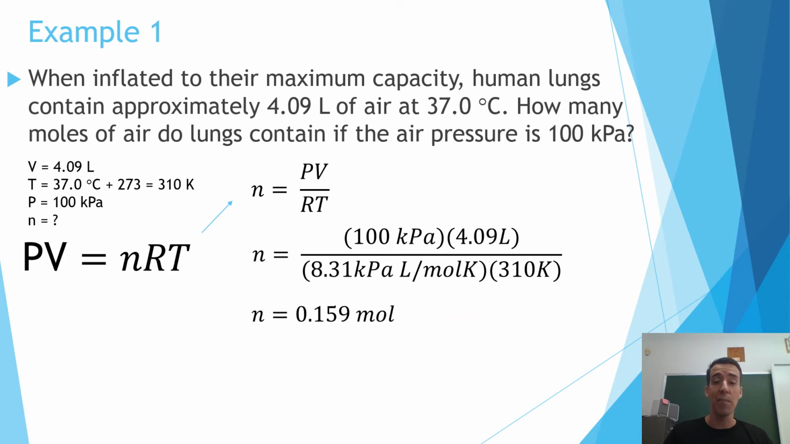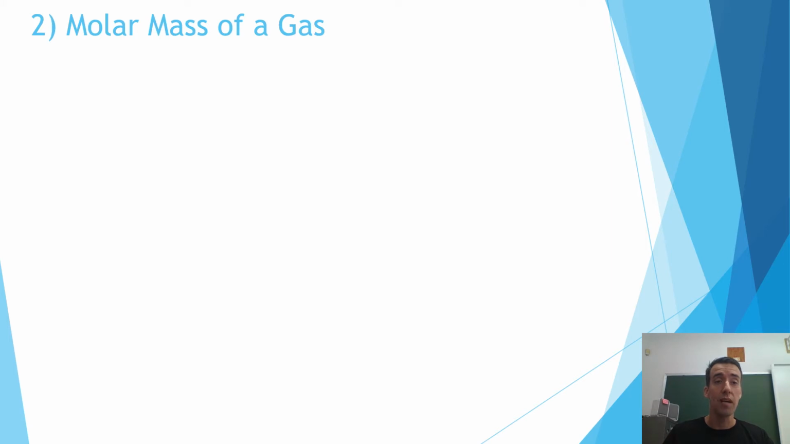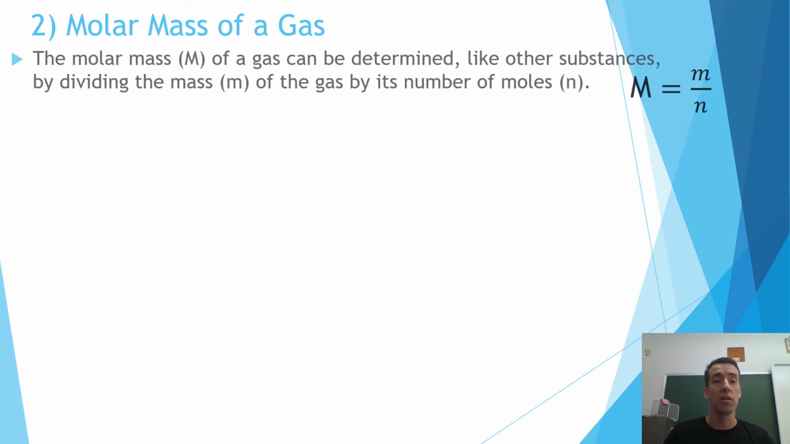So here's a nice example of how to use the ideal gas law. Another important topic in the ideal gas law is the molar mass of a gas, because you will have to transform grams of gases into moles or vice versa. So the molar mass, capital M, of a gas can be determined like other substances. It doesn't matter that it's a gas, it doesn't make it any different.